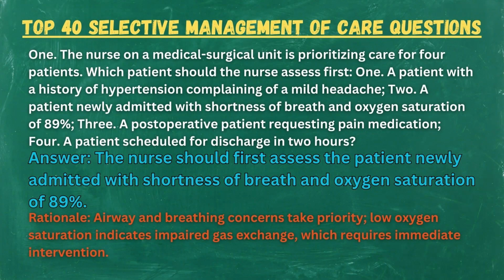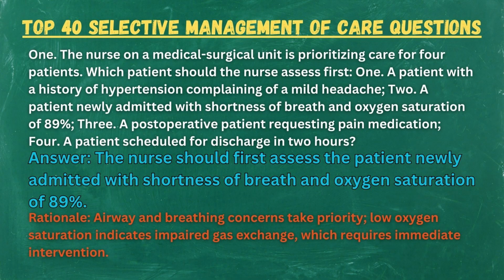1. The nurse on a medical surgical unit is prioritizing care for 4 patients. Which patient should the nurse assess first? 1. A patient with a history of hypertension complaining of a mild headache. 2. A patient newly admitted with shortness of breath and oxygen saturation of 89%. 3. A postoperative patient requesting pain medication. 4. A patient scheduled for discharge in 2 hours?